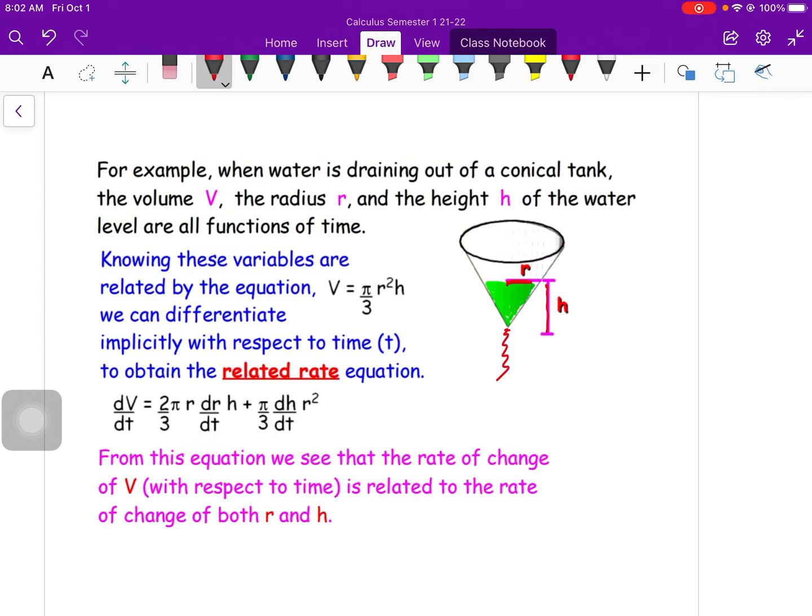So over time, your height changes, your radius changes, and we know the volume is based off of your radius and your height with this formula right there. So over time, the volume also changes. All three variables, the volume, the radius, and the height, are actually going to be functions of t. So we're going to take the derivative of everything with respect to t.